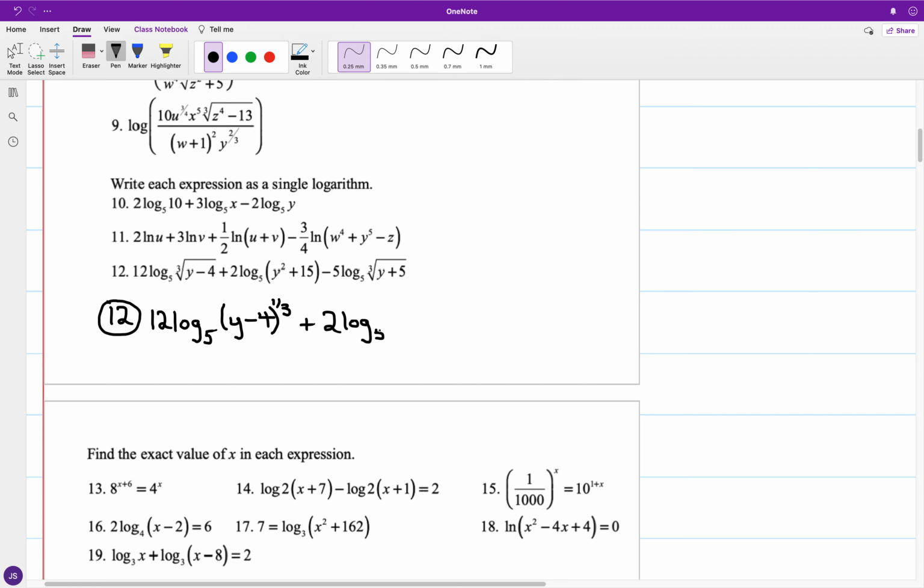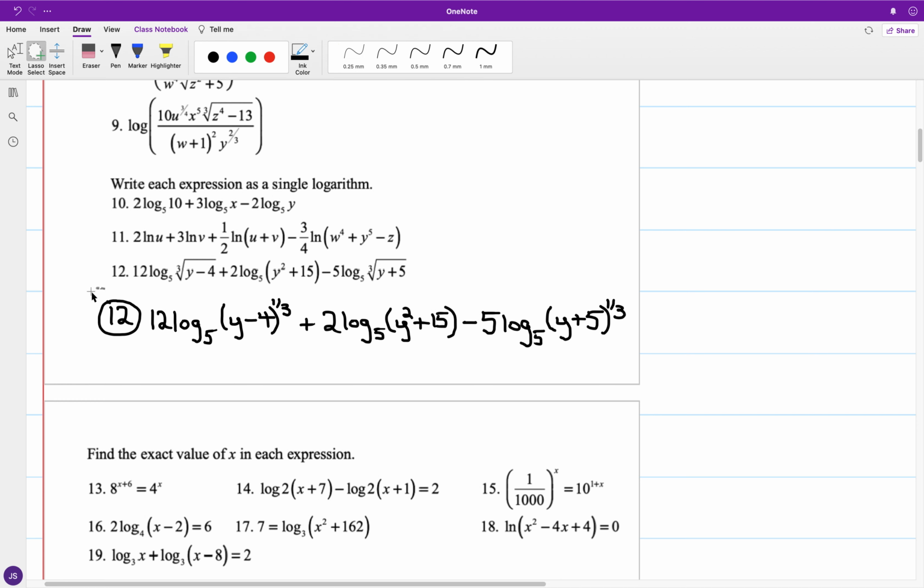Okay, so again we have 2 times the base 5 logarithm of the quantity of y squared plus 15. Then we have minus, okay, 5 times the base 5 logarithm. And for the cubic root of y plus 5, just like with the cubic root of y minus 4, I'm going to quantify the inside binomial in parentheses and say that that expression is to the 1/3 power.